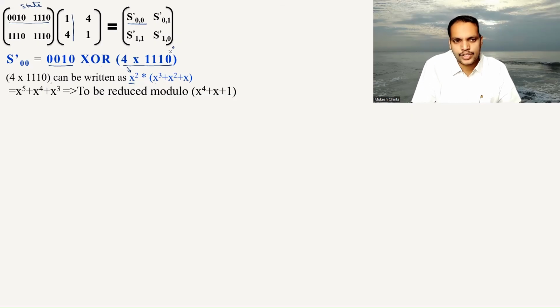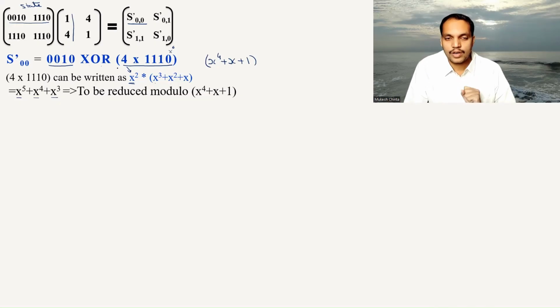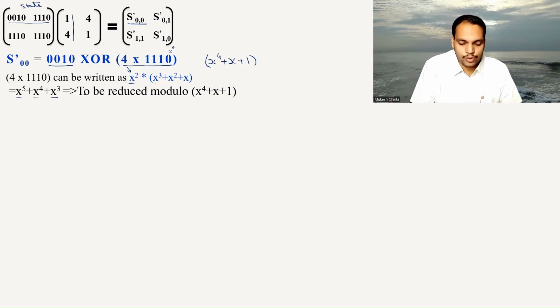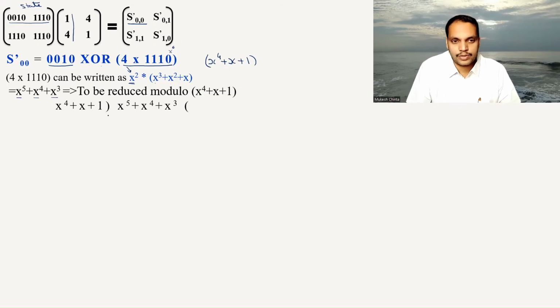If I do the multiplication, I will be getting this value: x power 5 plus x power 4 plus x cube. But what did I tell you? I'm going to use this particular modulo, x power 4 plus x plus 1 polynomial, to reduce the values, because I'm talking about Galois field of 16. So to reduce this, what I need to do? I need to perform polynomial division. You see, x power 5 plus x power 4 plus x cube. Whatever value I got, I put it here.